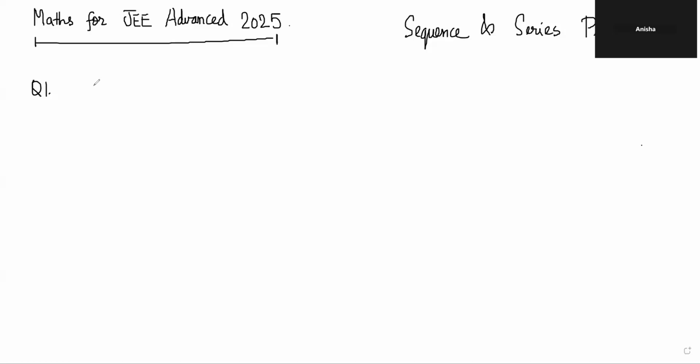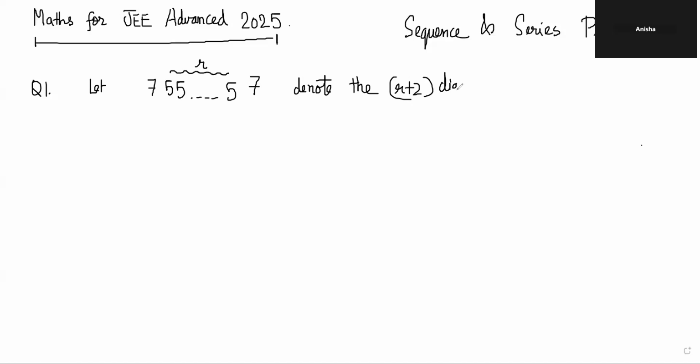Okay, let 7 5 5 denote the r plus 2 digit number, with r digits of 5 here. Now consider the sum.